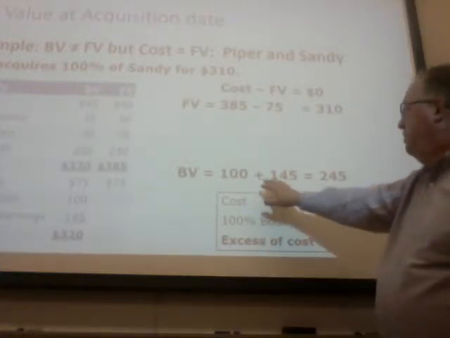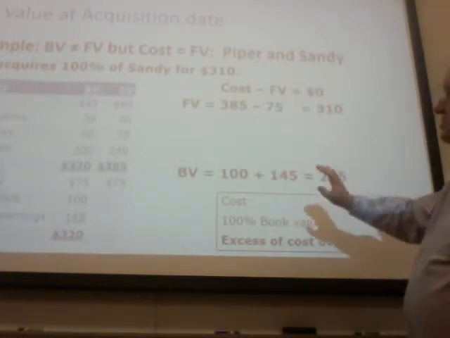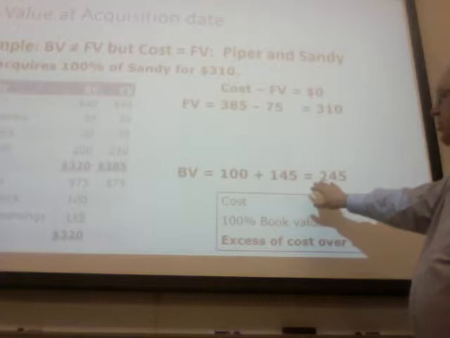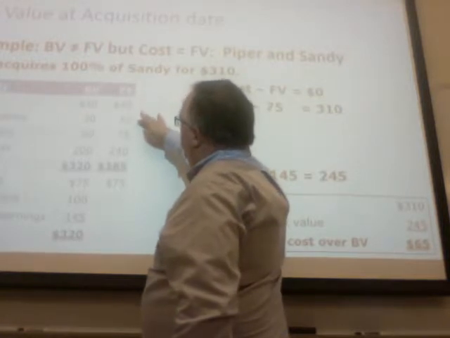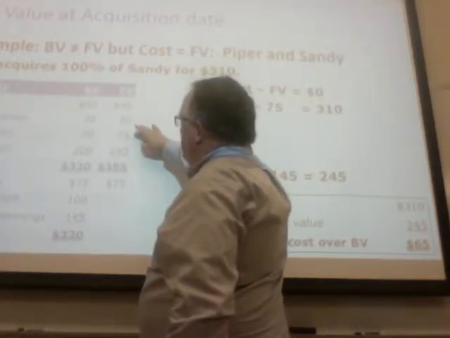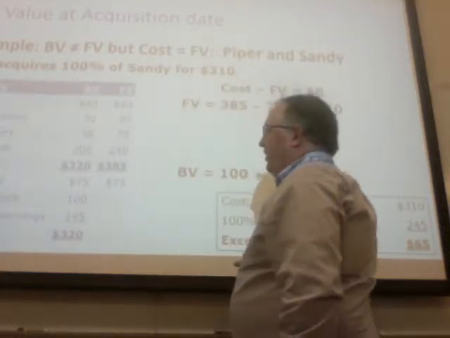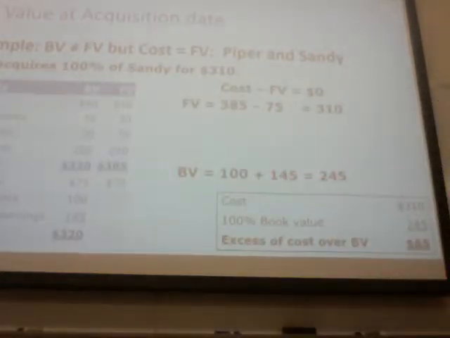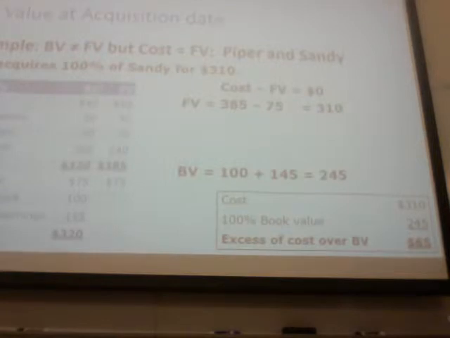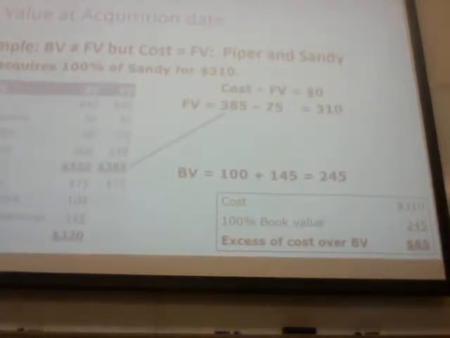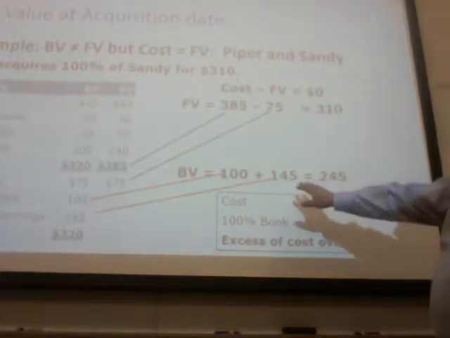Book value 100 plus 140. Wait a minute. Let's not say there doesn't appear to be any goodwill. Book value 100 plus 145 equals 245. Book value and fair value, we've got some differentials here. We've got a differential in inventory, and we've got a differential in plant. There's our cost of the investment was $310. That's the book value on the books of the subsidiary, so there's our excess of cost over book value, $65. Here's where our numbers come from for these items.